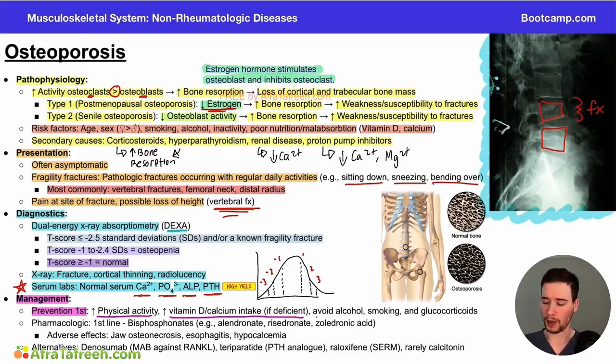We also want to avoid alcohol, avoid smoking, and avoid glucocorticoids. And this should make sense to us because we talked about up here that these are secondary causes. These are things that can lead to osteoporosis. So if we avoid things that can lead to osteoporosis, we decrease our risk of getting the condition.